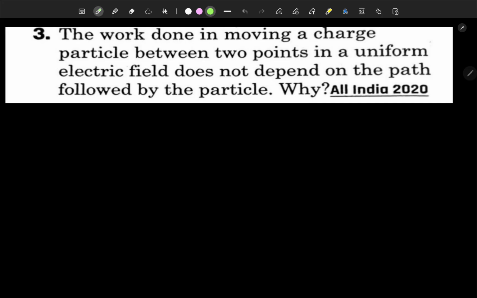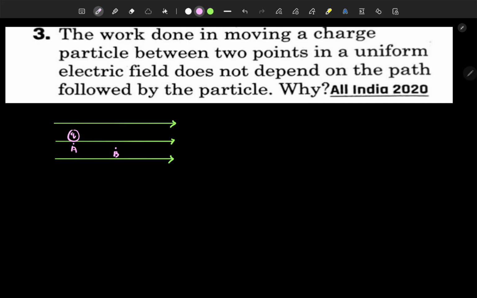Next, come to question number 3. The work done in moving a charged particle between 2 points in a uniform electric field does not depend on the path followed by the particle. So as per the question, let's draw. I know this is a 1 mark question. These questions are related to only 1 mark, so for better understanding, I am going to draw the diagram. The work done in moving a charged particle Q between 2 points in a uniform electric field. Our aim is to shift the charged particle Q from A to B. It does not depend upon the path followed by the particle.